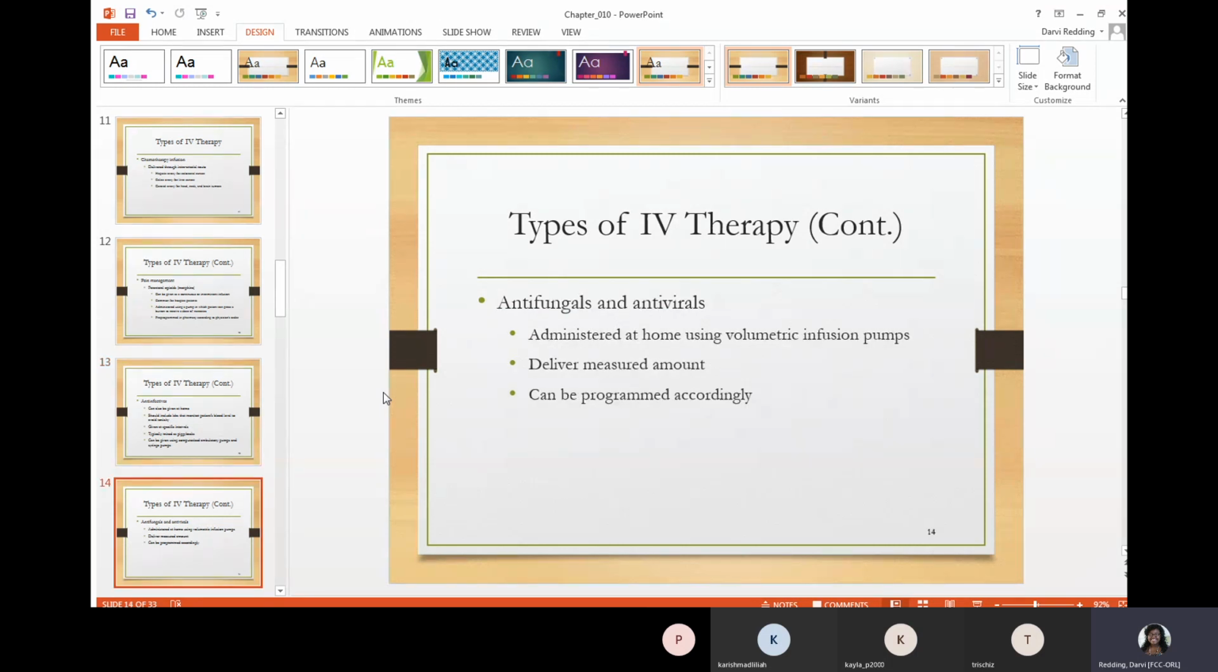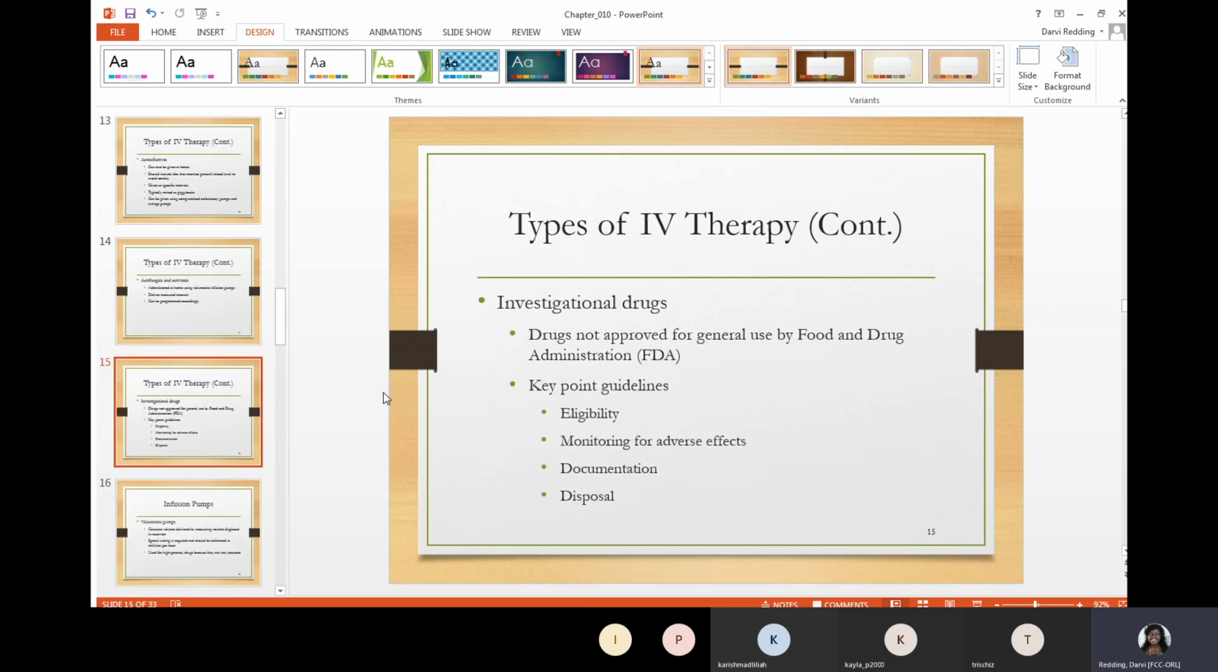So now that we've talked about the IV therapy for anti-infectives, let's next talk about the IV therapy for antifungals and antivirals. Now, with the antifungal and the antiviral medications, these can be administered at home using a volumetric infusion pump. And so these deliver a measured amount and they can also be programmed accordingly. So now that we've talked about the different types of IV therapy, let's next learn about the investigational drugs.